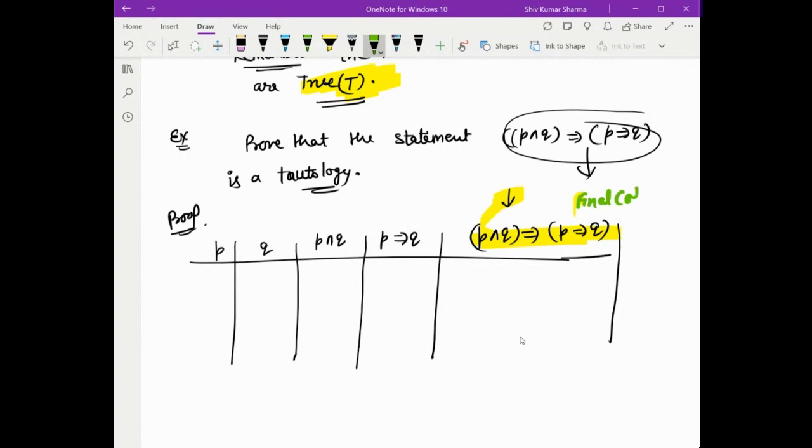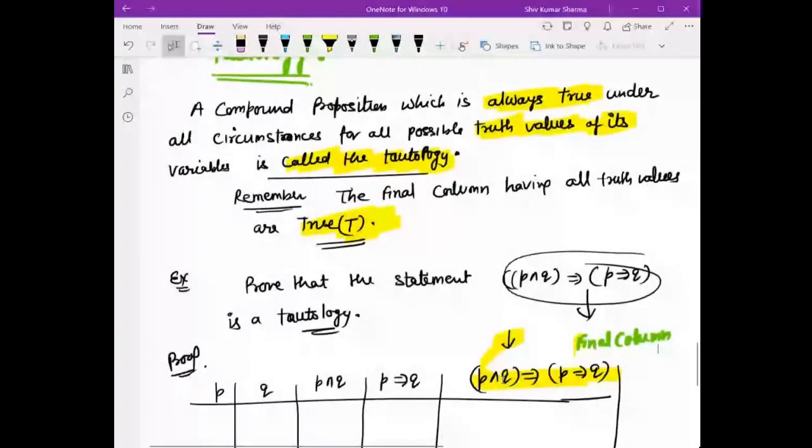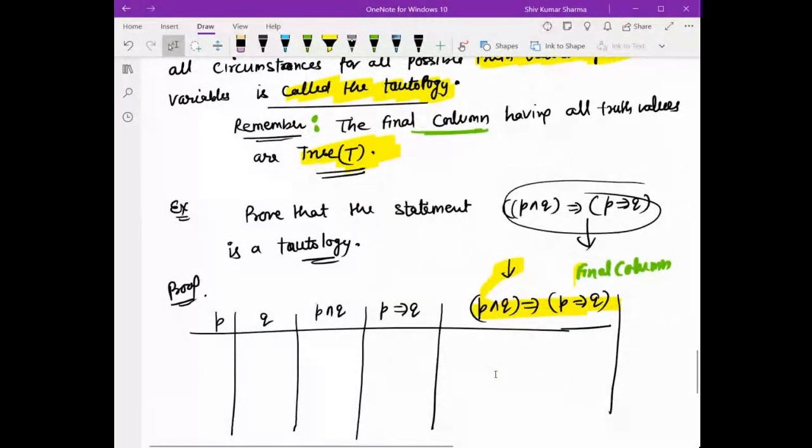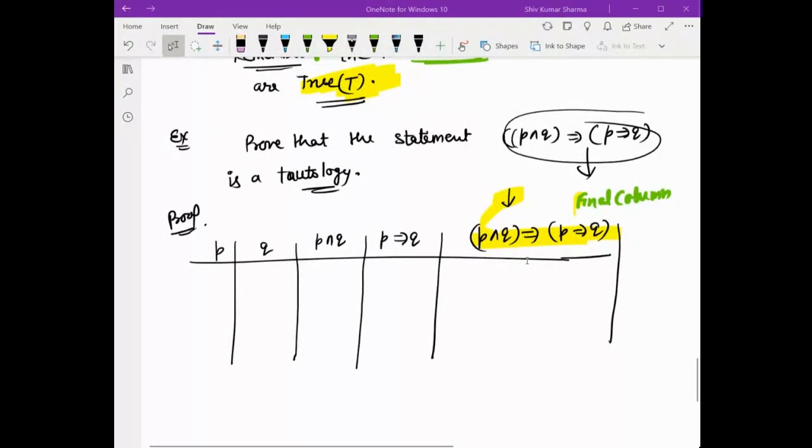We write in the final column. So we mention, remember, that this is the final column having all truth values true. A final column having all truth values true is known as a tautology.